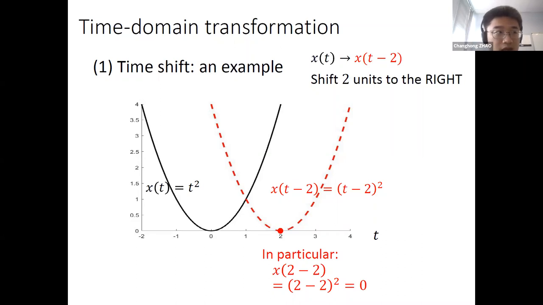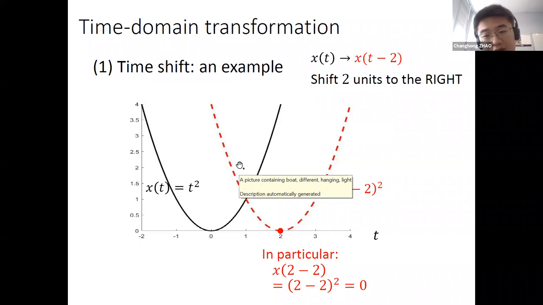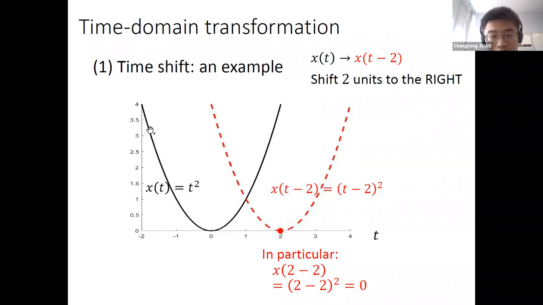So next, let's look at some operations of signals in the time domain. We call them time domain transformations. The first kind of time domain transformation is the time shift. Let's look at an example. The continuous time signal x of t equals t squared is plotted by this black curve. Now, we shift this signal along the time axis to the right by 2 units. The signal we get is x of t minus 2, which is t minus 2 squared.